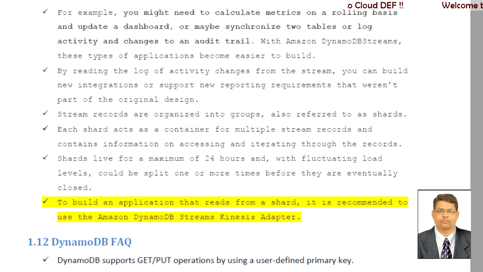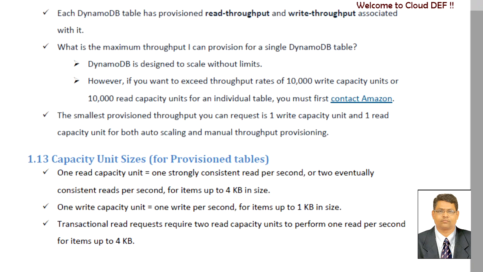1.12 DynamoDB FAQ. DynamoDB supports get/put operations by using a user-defined primary key. Each DynamoDB table has provisioned read throughput and write throughput associated with it. What is the maximum throughput I can provision for a single DynamoDB table? DynamoDB is designed to scale without limits. However, if you want to exceed throughput rates of 10,000 write capacity units or 10,000 read capacity units for an individual table, you must first contact Amazon. The smallest provisioned throughput you can request is 1 write capacity unit and 1 read capacity unit for both auto-scaling and manual throughput provisioning.